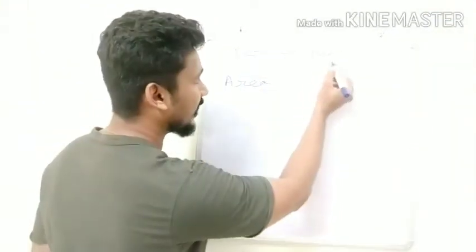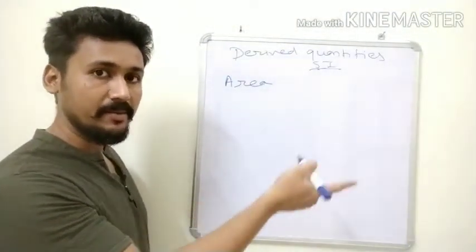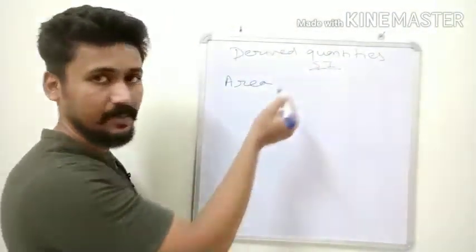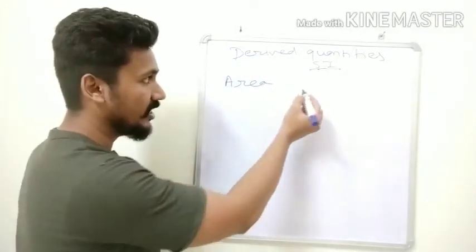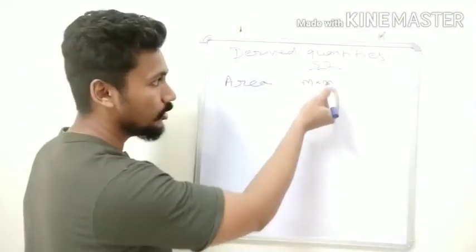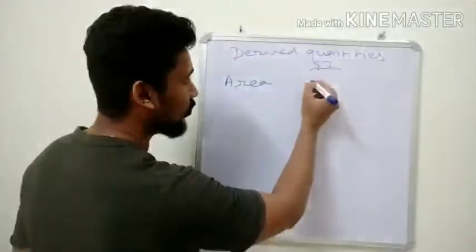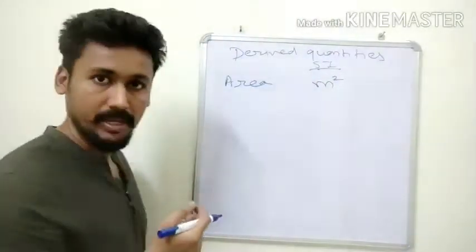And what is the SI unit for area? One fundamental quantity multiplied by the other, that is length multiplied by length. So the SI unit of length is meter. So it is meter multiplied by meter. So what will be meter into meter? It will be meter square. Okay. So therefore the SI unit of area is meter square.